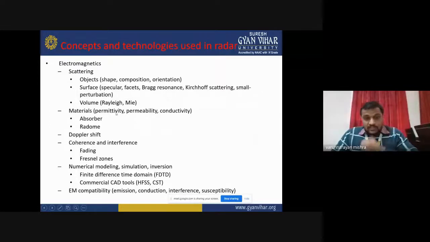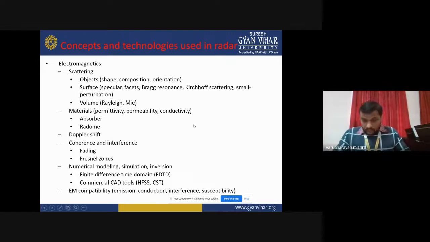Volume scattering is of two types. It may have Rayleigh scattering and Mie scattering, and different materials may have different permeability and permittivity, which is used to see the process of absorption. Means different materials may have different conductivity. They have different dielectric properties. Depending on their materials, their properties and characteristics, we may have different absorption levels.